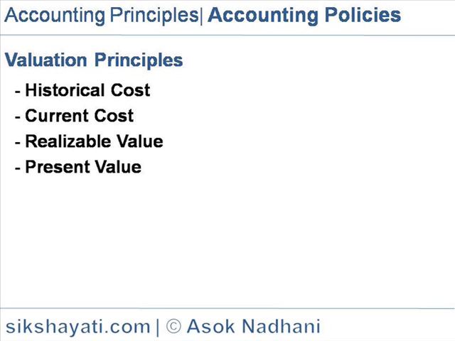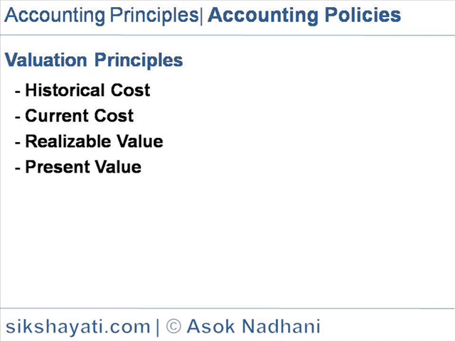So 5,000 is historical cost. Now the creditor informs he will allow 6% discount on instant cash payment. Thus the current cost of the liability would be 5,000 minus 6% of 5,000, that is 5,000 minus 300, which is equal to 4,700.